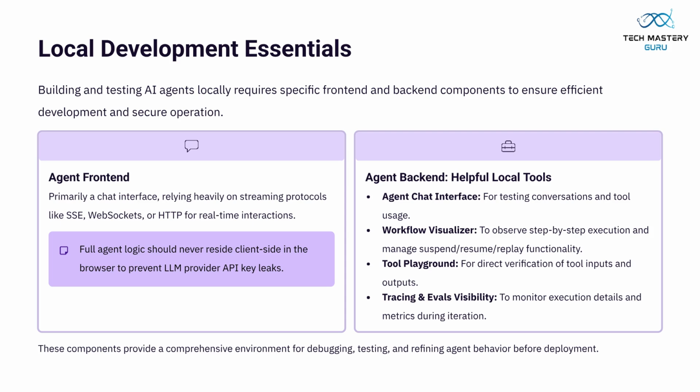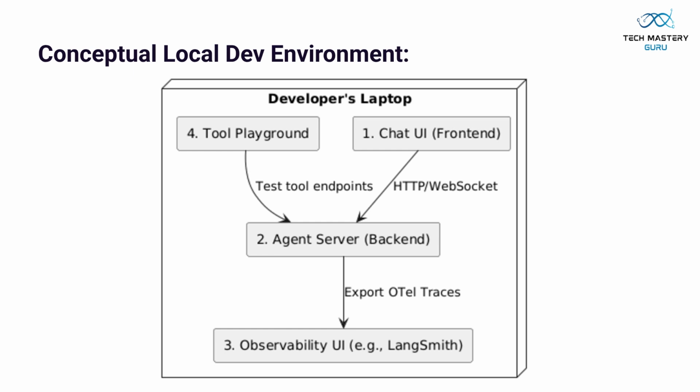Crucially, full agent logic should never reside client-side to prevent API key leaks. Helpful back-end tools include a chat interface, workflow visualizer, tool playground, and tracing/evals visibility for efficient debugging. This diagram illustrates a conceptual local development environment. It shows a developer's laptop hosting a chat UI frontend and a tool playground, both interacting with an agent server backend. The backend exports traces to an observability UI for monitoring.